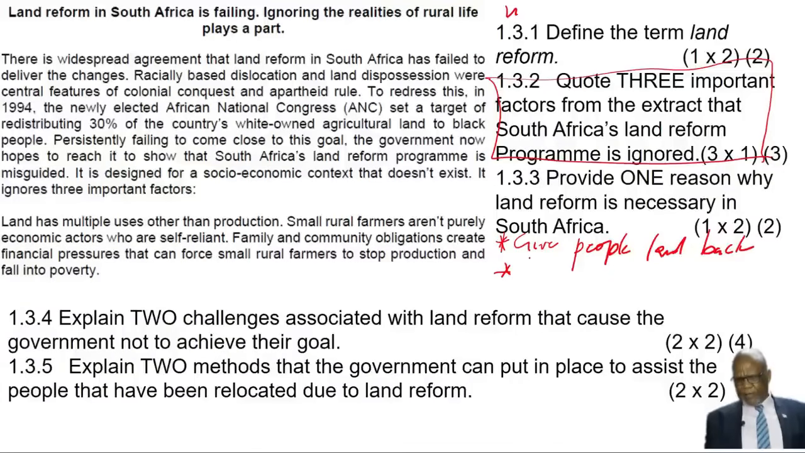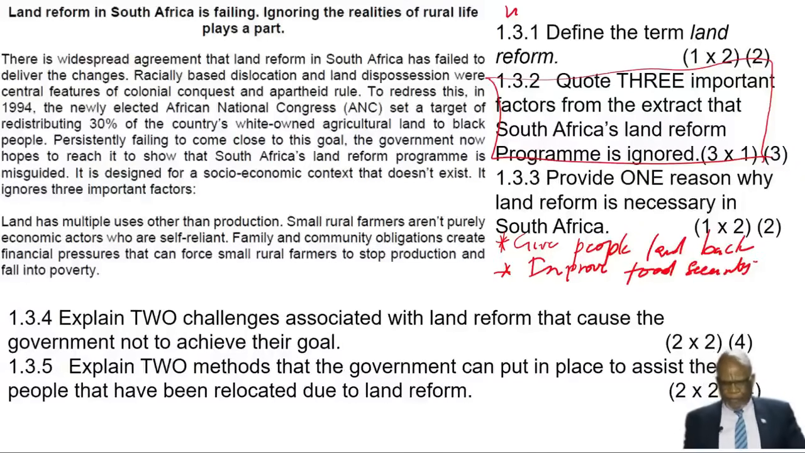It is important so that it can improve food security. How will land reform help to improve food security? When people have land, they can do farming. Again, why is it important? People are staying in informal settlements, so that people can have a residential area. They can have places to stay.